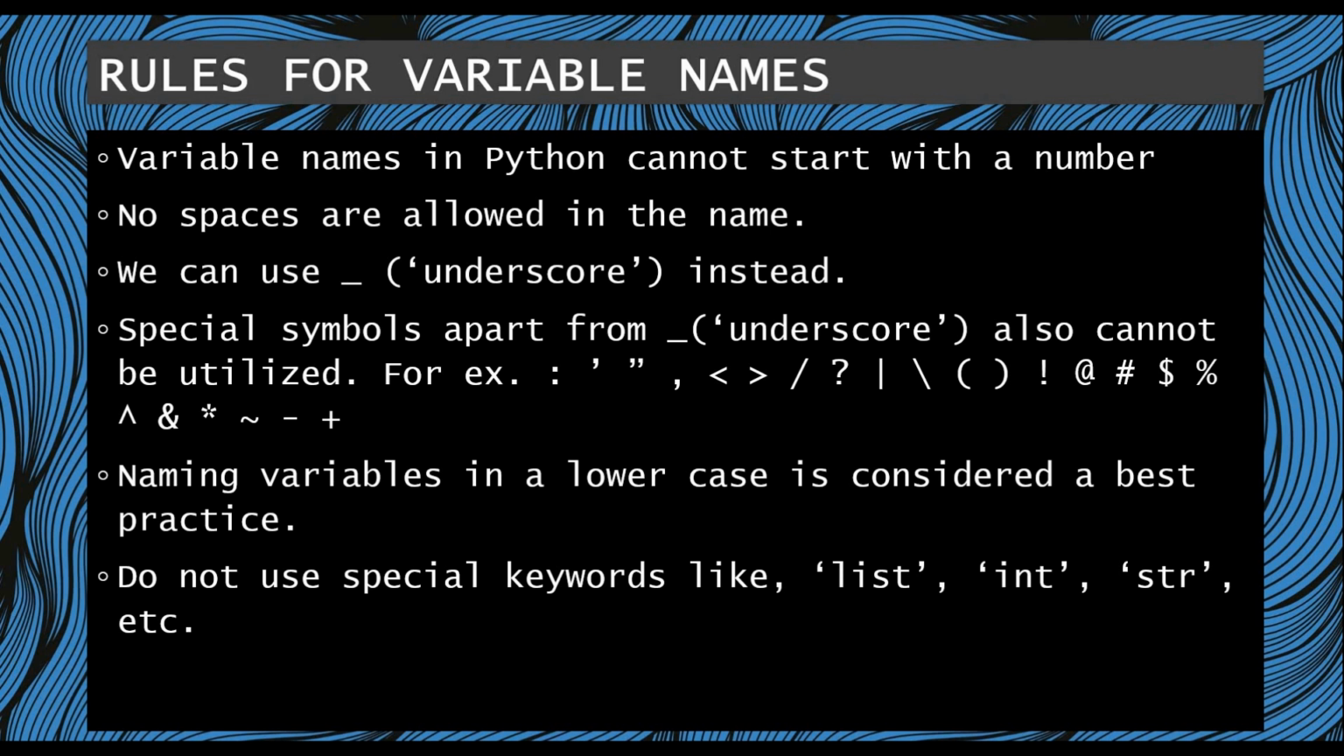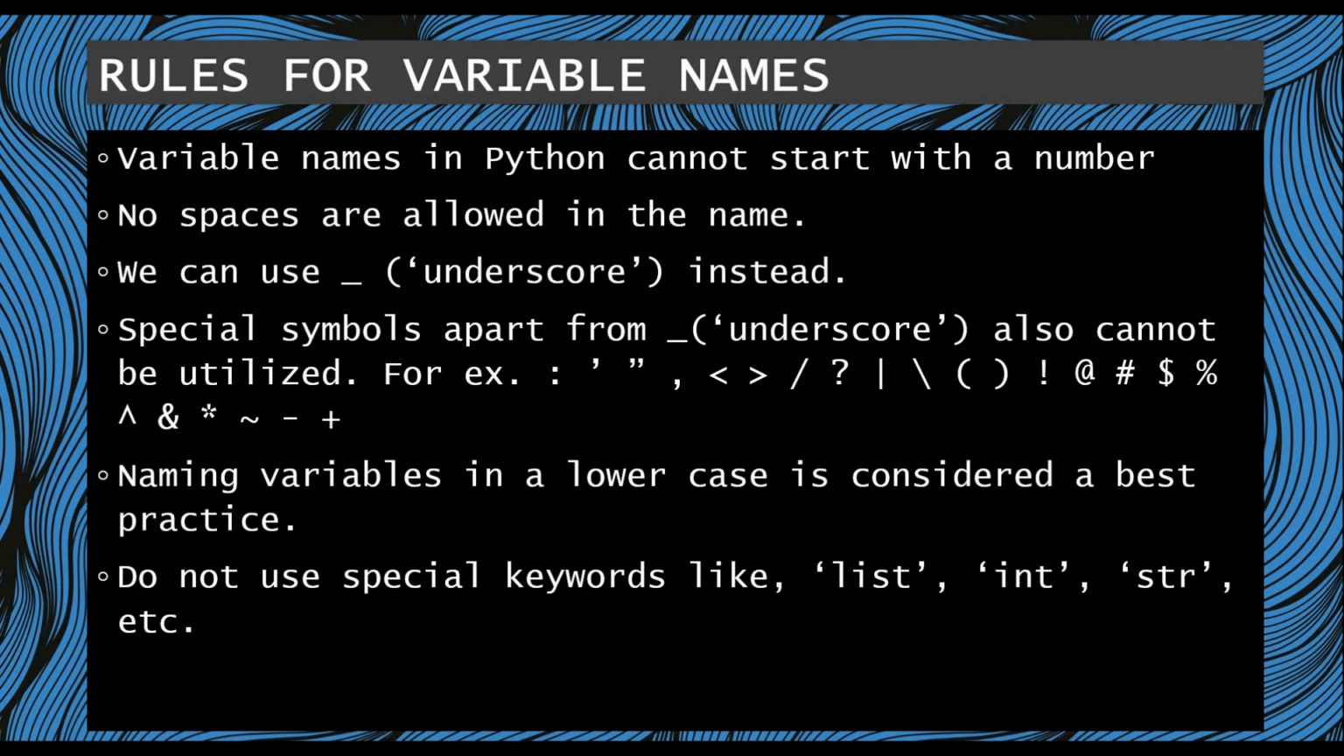Also, do not use special keywords like list, int, str, float, etc. as a variable name. It will not take these variable names. As I previously pointed out, we don't have to remember all the rules. When we program and use these special keywords or special symbols, it will throw an error message. So yeah, these would be the rules of naming a variable.